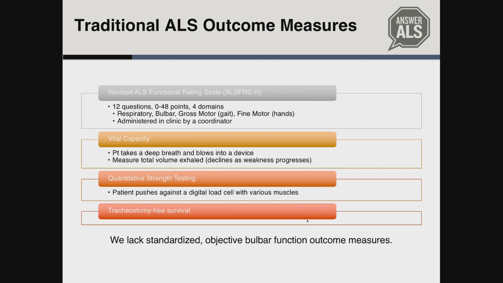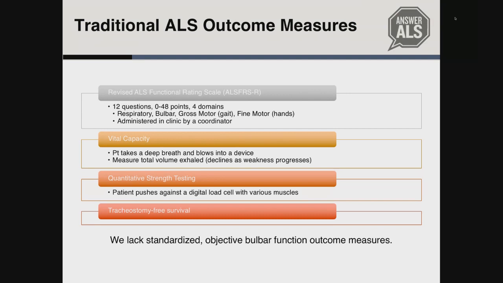Just to give you a sense of where we're starting, the traditional outcome measure that we work with is the revised ALS functional rating scale, or ALSFRS-R, that I think most people are familiar with. It's a 12-question questionnaire. Each question is scaled 0 to 4, and the total scale is 0 to 48 points. It tells us about respiratory function, about bulbar or speech and swallowing, about gross motor, and about fine motor.